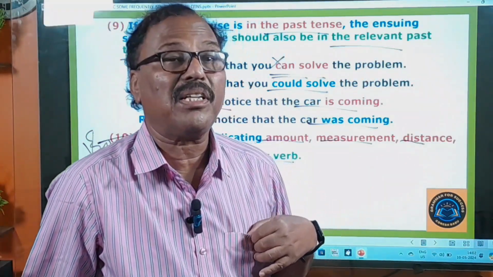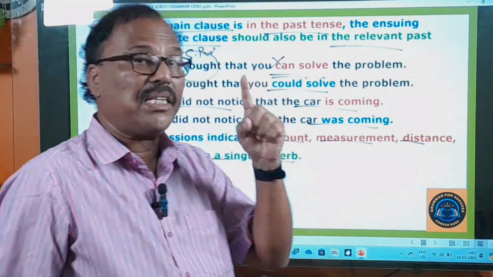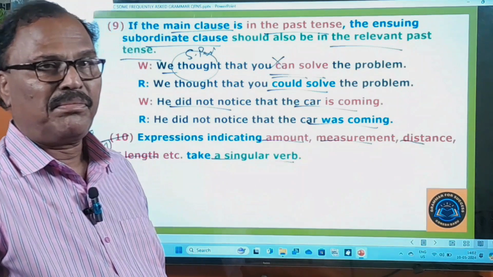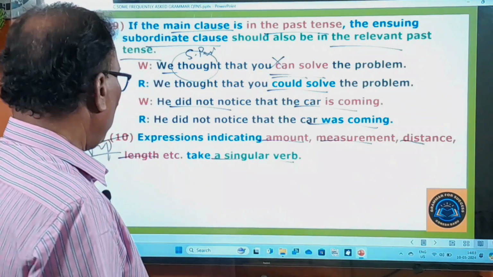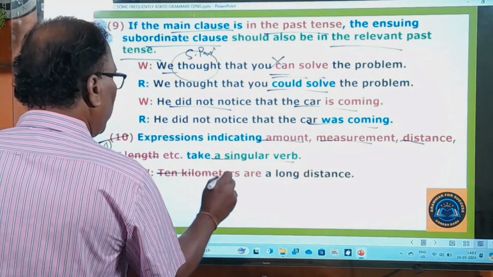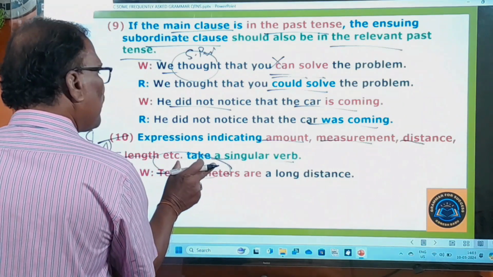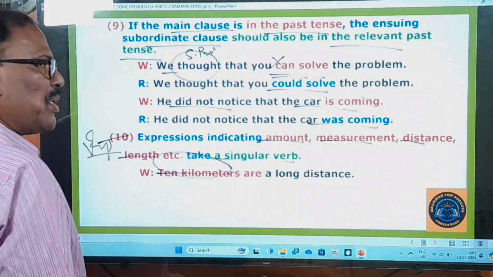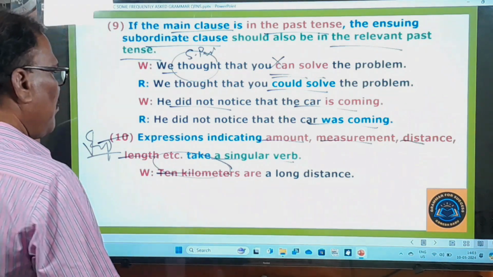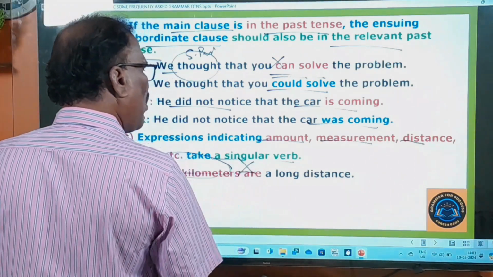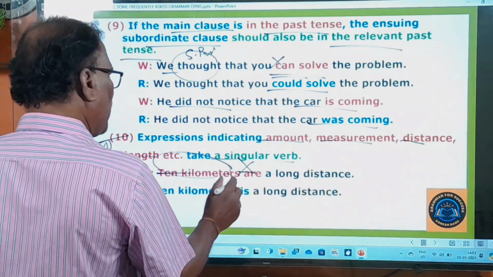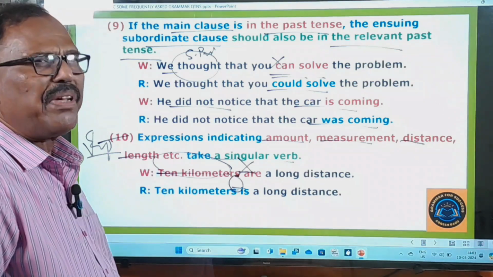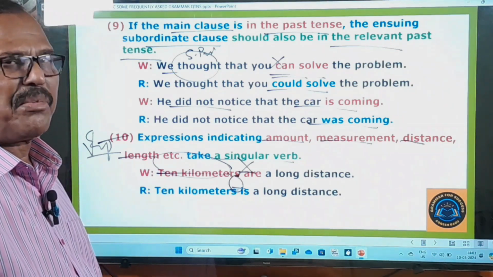But in the examination, they give you a plural verb, plural helping verb. Keep this point in your mind. How? I'll give you one. 10 kilometers, distance indicating expression. Don't say "10 kilometers are a long distance", but you have to say "10 kilometers is a long distance". This rule may look to be very simple, but it is very difficult in the examination. Right.